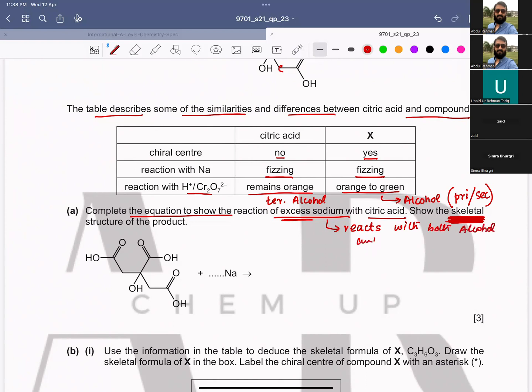Okay. Now, when we talk about sodium, you must remember that sodium reacts with both alcohol and carboxylic acid. Okay. So let's make the structure. What would happen?